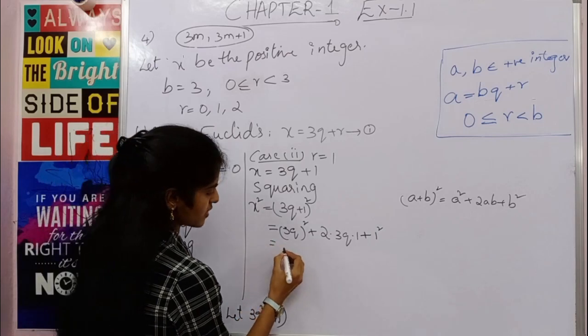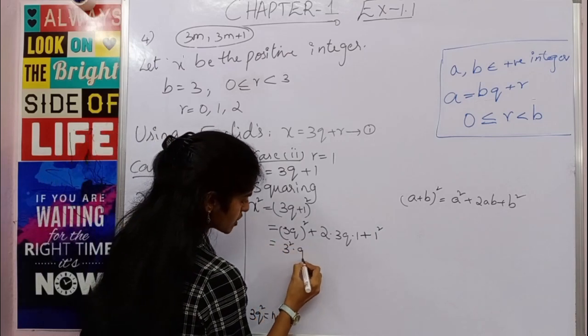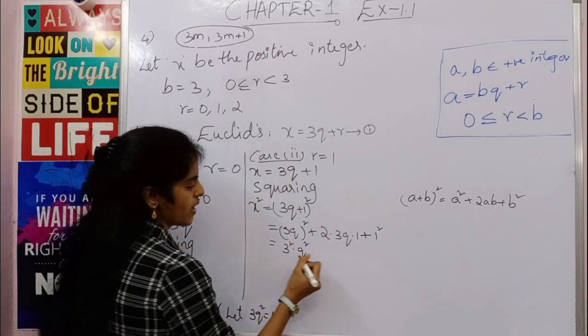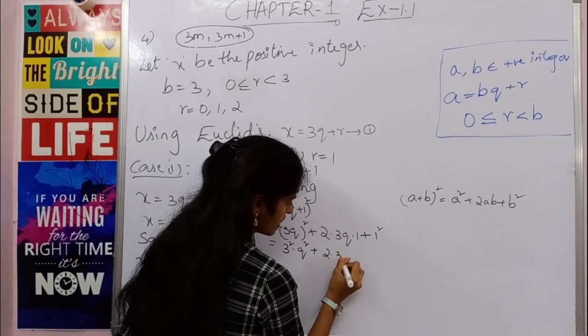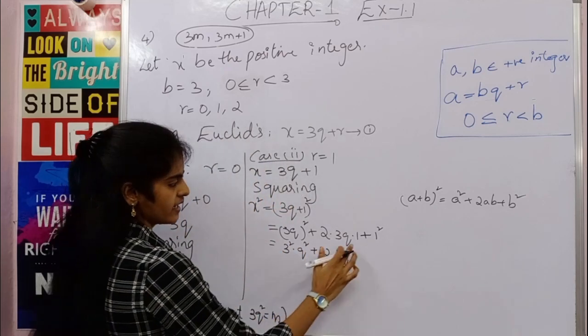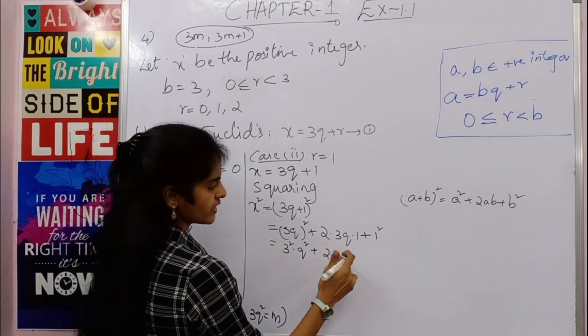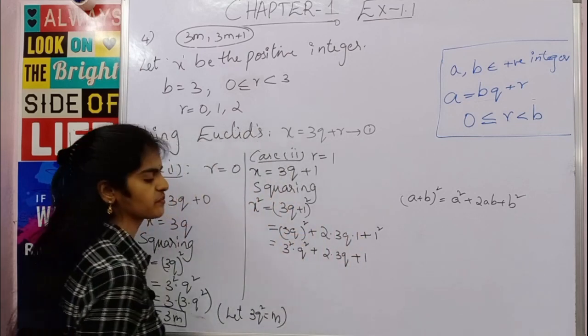Okay, so this is nothing but 3 square into q square. I am just separating the powers. Plus you have 2 into 3q. Okay, now 2 into 1 is 2, into 3q you have plus 1 square is 1.